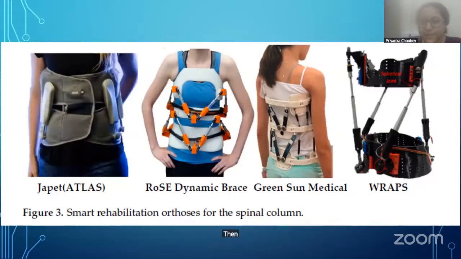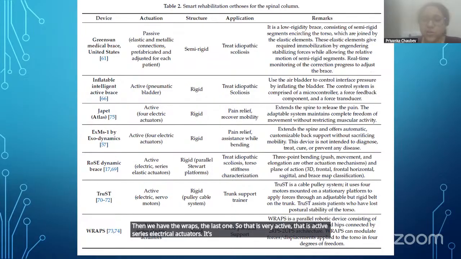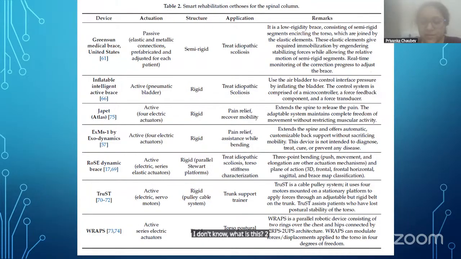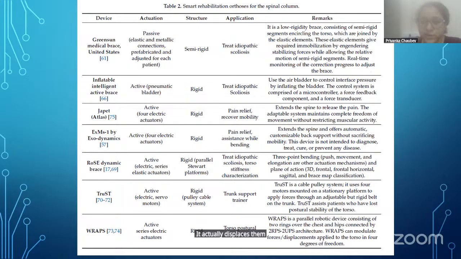Then we have the last one, the wraps. That is very active, with active series electrical actuators. It's rigid, for torso postural support. It's a parallel robotic device consisting of 2 rings over the chest and hips connected by 2 UPS and RPS. It was a huge journal, but this architecture is there. Basically, it modulates the forces and the displacements applied to the torso. So whatever deforming forces are there, it displaces them, so it prevents further progression.